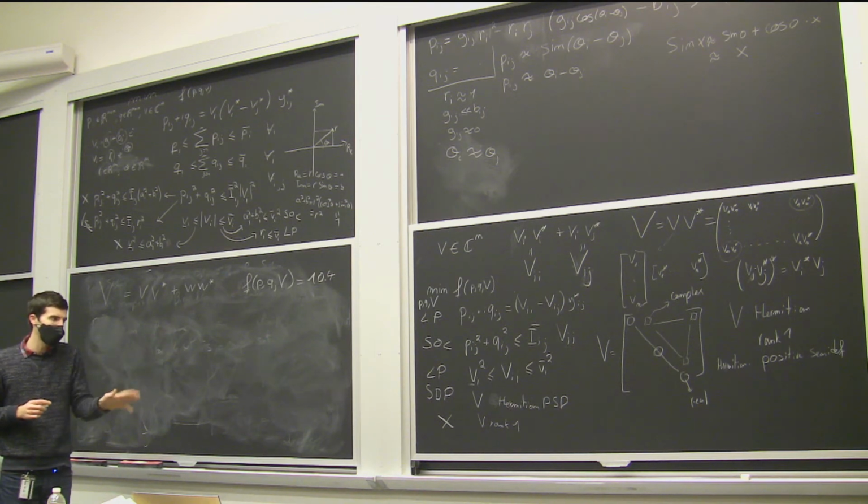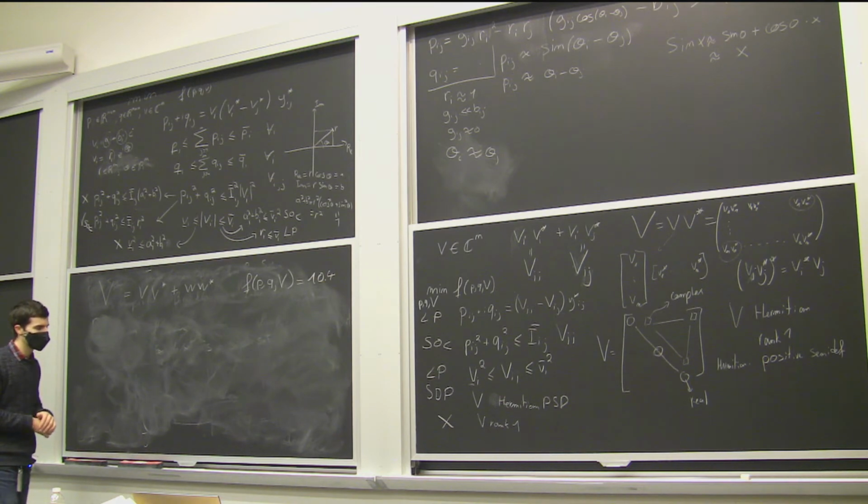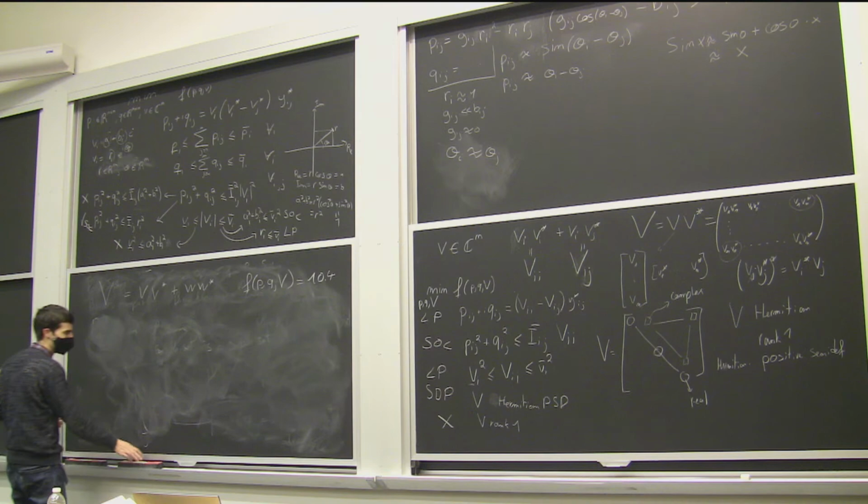So there is some way to exploit sparsity in SDP using chordal graphs and so on. But there is a way to do yet another relaxation that will make the sparsity be exploited automatically.